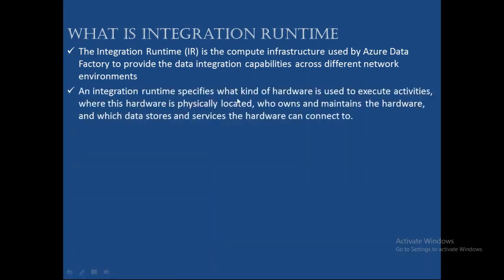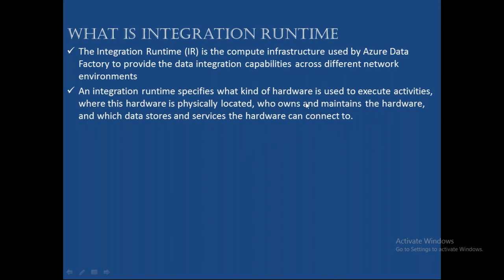An integration runtime specifies what kind of hardware is used to execute activities and where this hardware is physically located. It's simply hardware. For example, I have a computer, and I'm teaching you this class from my computer. It's a computer which I can see. This is on-premise. Now, integration runtime also specifies what kind of hardware is used to execute activities.